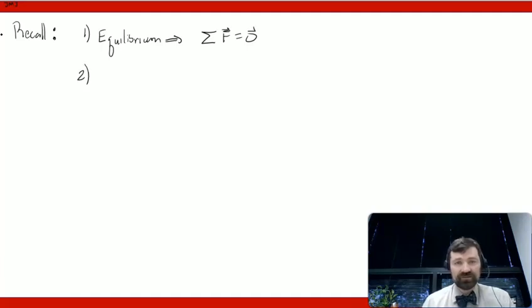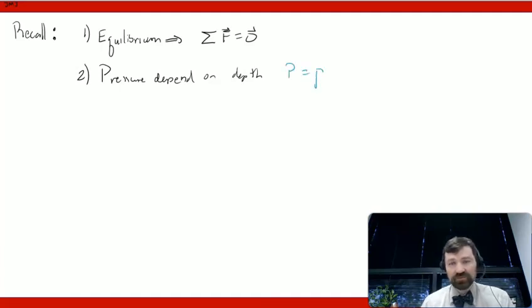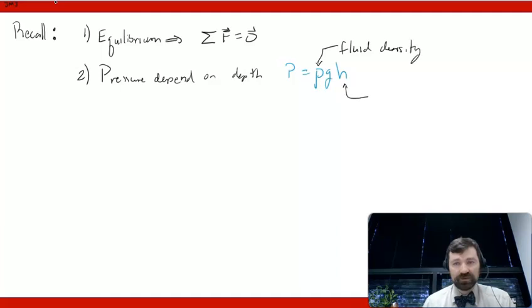Second, fluids exert pressure, and the pressure depends on depth within a fluid. We usually write that as P equals rho times g times h, where rho is your fluid density, and h represents the depth within the fluid.